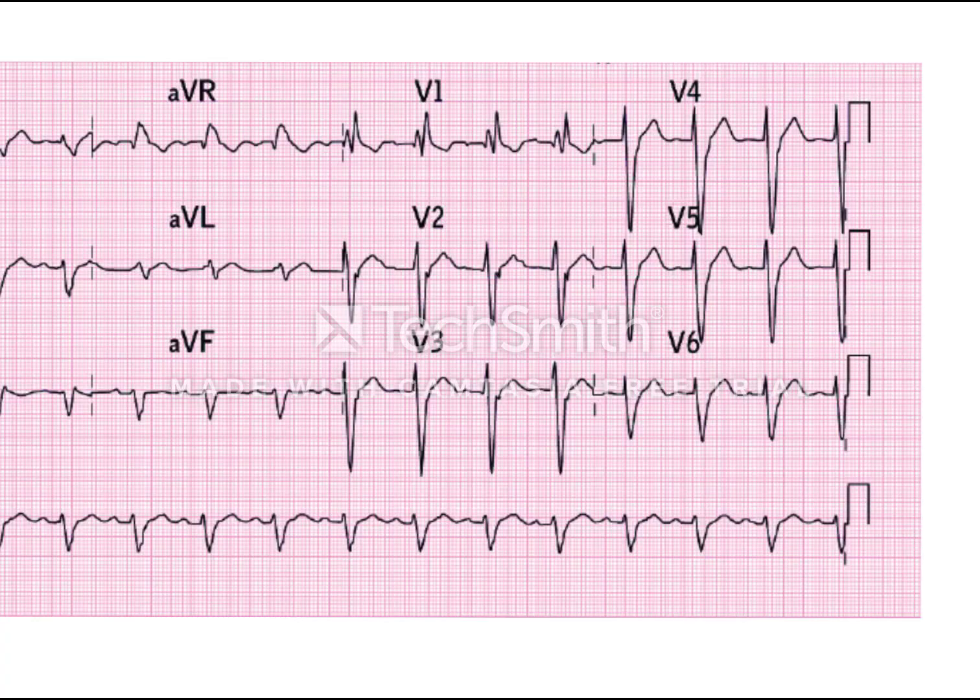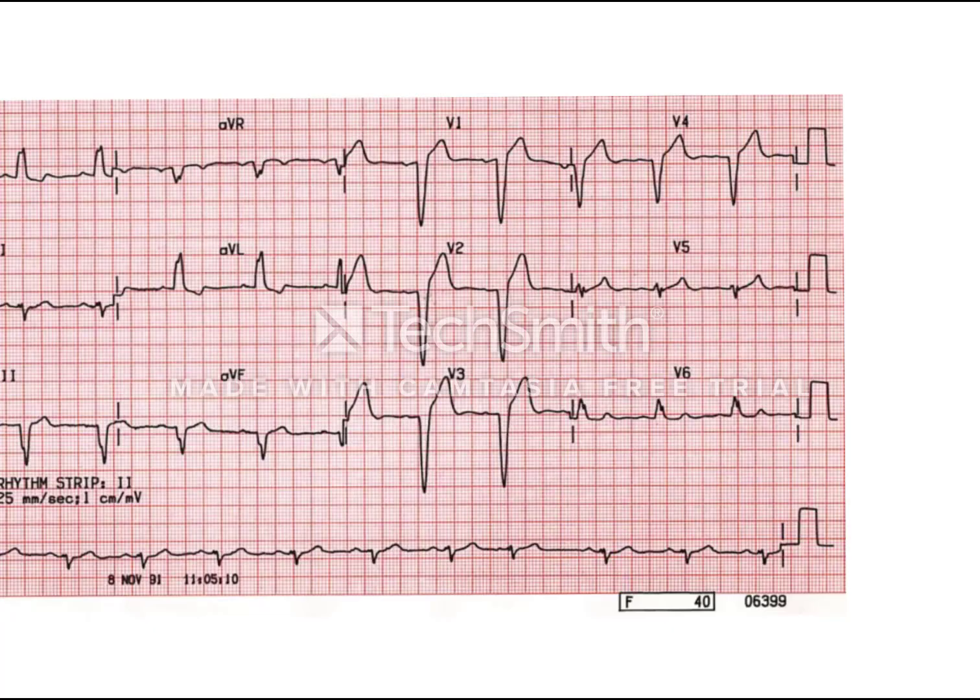Here's an example of a right bundle branch block. Here you see the late positive forces in V1 and the late negative forces in V6. You see how right here it's negative, right here it's positive. Here's an example of a left bundle branch block. Here in V1 you have late negative forces, and here in V6 you have late positive forces. So you see here it's negative, you see here it's positive.